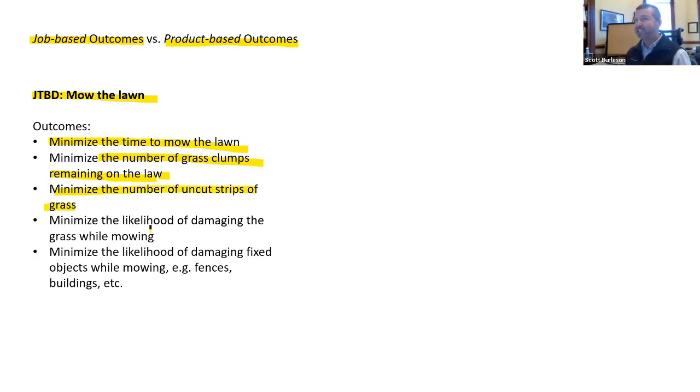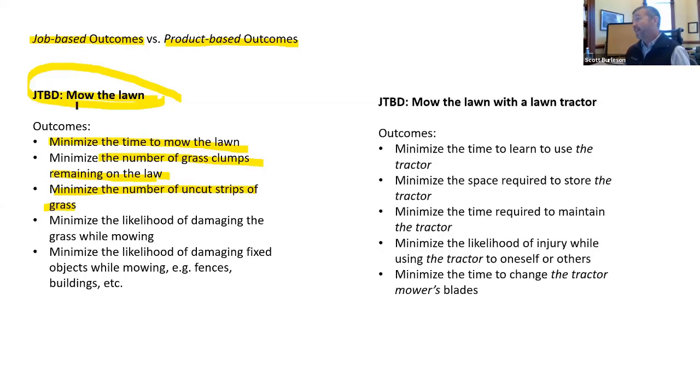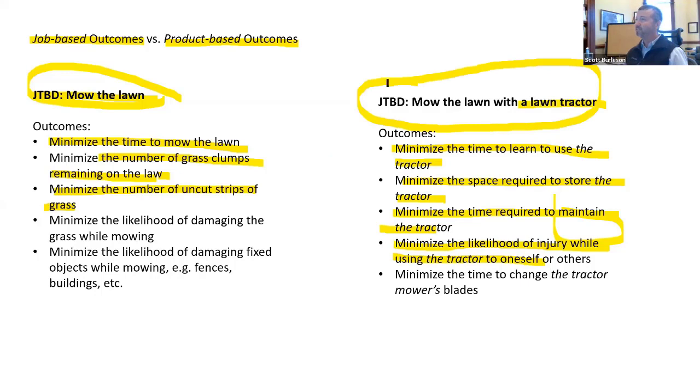Now, notice I'm not actually referring to a solution, and that was a deliberate decision made when scoping this project as mow the lawn. But I could absolutely define this solution with the lawn tractor, but look at how it changes the outcomes a bit. Now I've got minimize the time to learn to use the tractor, minimize the space required to store the tractor, minimize the time required to maintain the tractor, minimize the likelihood of injury while using the tractor. So your outcome statements are absolutely going to be tied to the scope of your project.